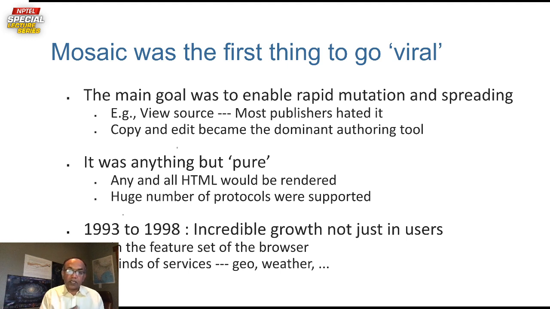Shortly after Mosaic, the company Netscape was formed and it carried on those traditions, by the same people, Andreessen, Bina, and others. The main goal was to enable rapid mutation and spreading. For example, it had features like view source. You could look at the source for any page. Imagine if you could look at any program and ask for the source code. That was how radical it was at that time. Most publishers hated it, but what it did was enable somebody new who saw the web for the first time to copy and edit a page. Copy and edit became the dominant authoring tool.